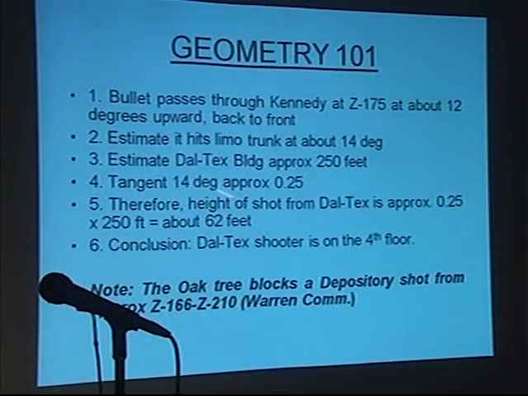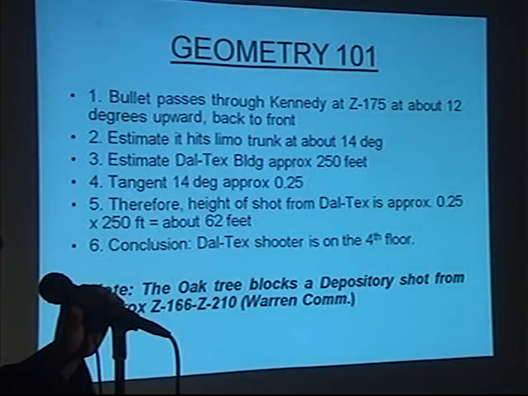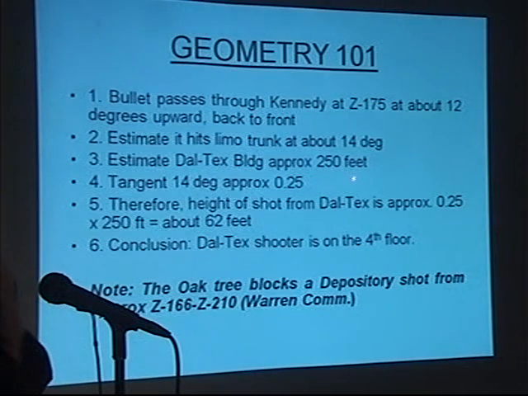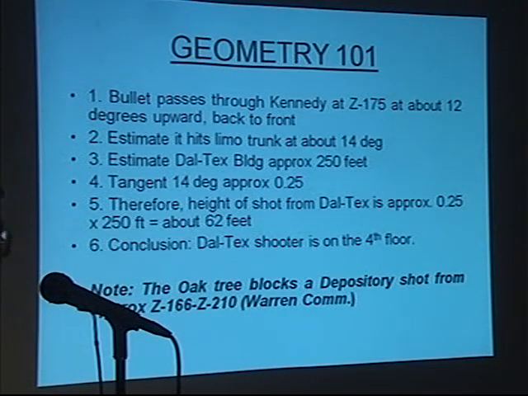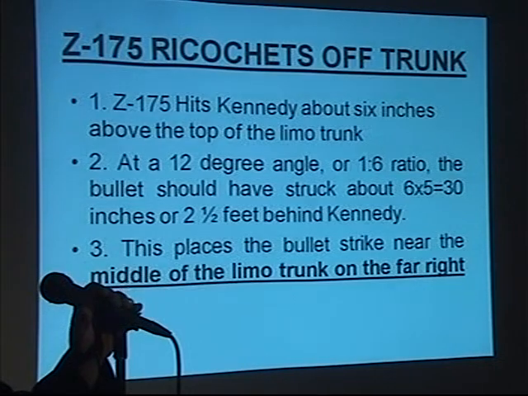So we'll skip the geometry, but basically the bullet can come in from the 3rd or 4th floor of the Dal-Tex at about a 14-degree angle, or 12-degree angle, traveling upward. And this is all approximate. Next slide. So if it hit Kennedy about 6 inches above the top of the limo trunk at a 12-degree angle, you'd think, did anybody notice a strike on the trunk?